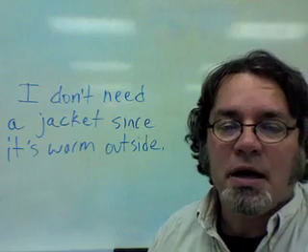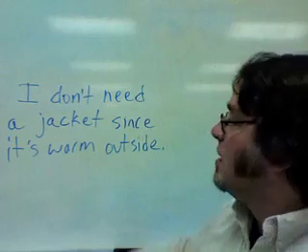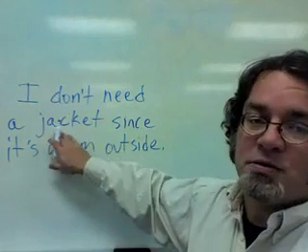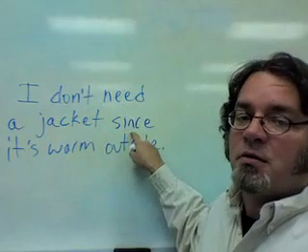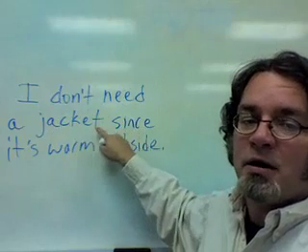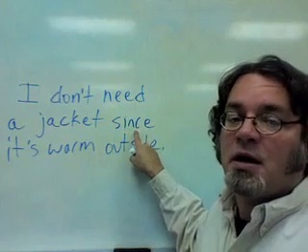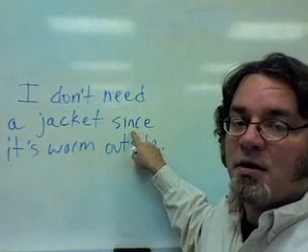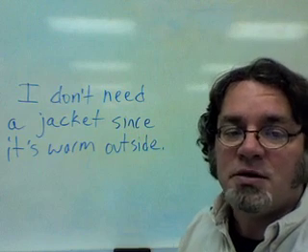I don't need a jacket since it's warm outside. In this sentence, the independent clause goes at the beginning, and then the word since is in the middle. There's no comma here at all, because since is in the middle of the sentence, and this is at the beginning of the dependent clause, since it's warm outside.